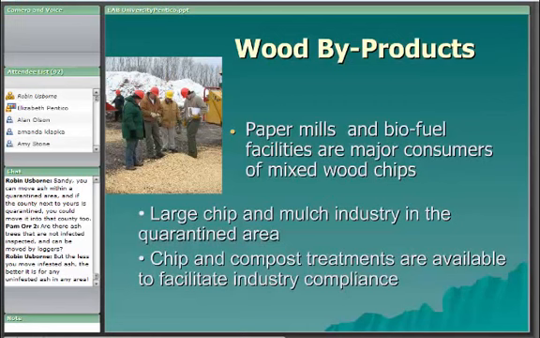Wood byproduct industry, paper mills and the biofuel facilities. There is an extensive chip and mulch production industry, especially for landscape chipping in the quarantined area. As I said, chips can be chipped to less than an inch in 2 dimensions. There is also a composting treatment that requires turning of the compost pile and a core temperature, which allows a facility to move material and still be within the guidelines. So trade does not have to stop.